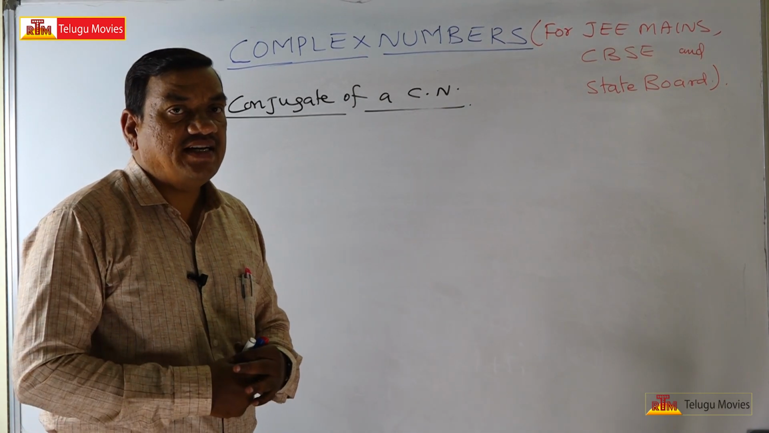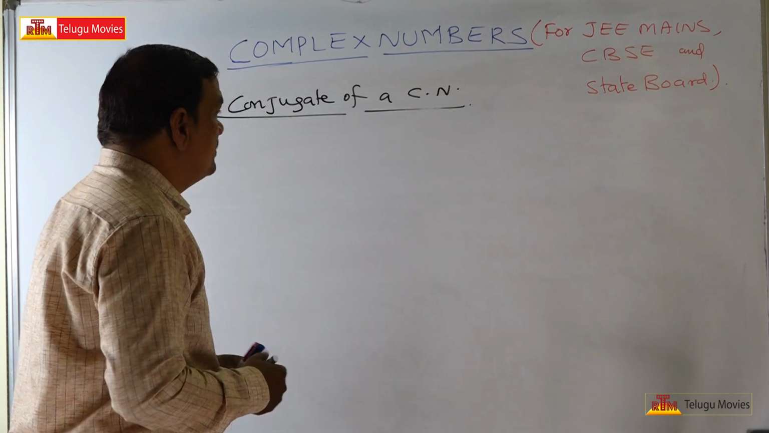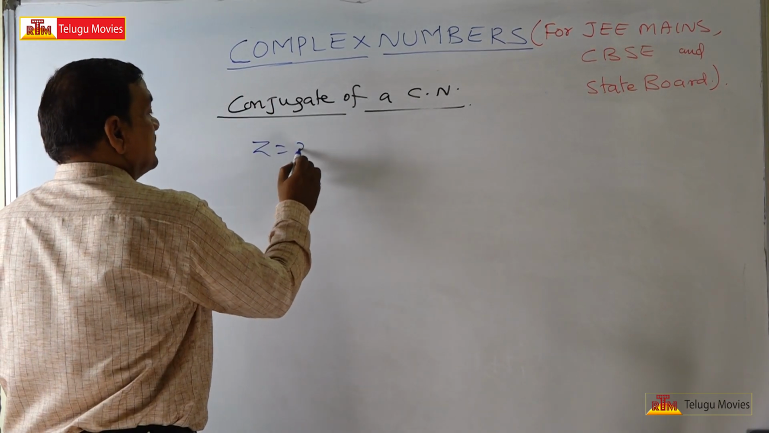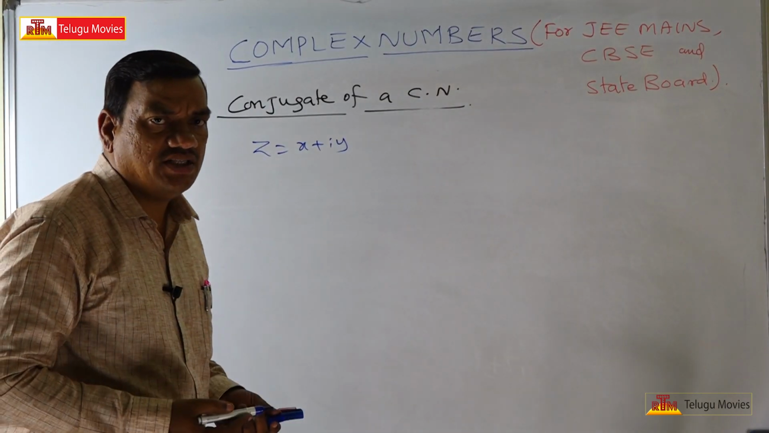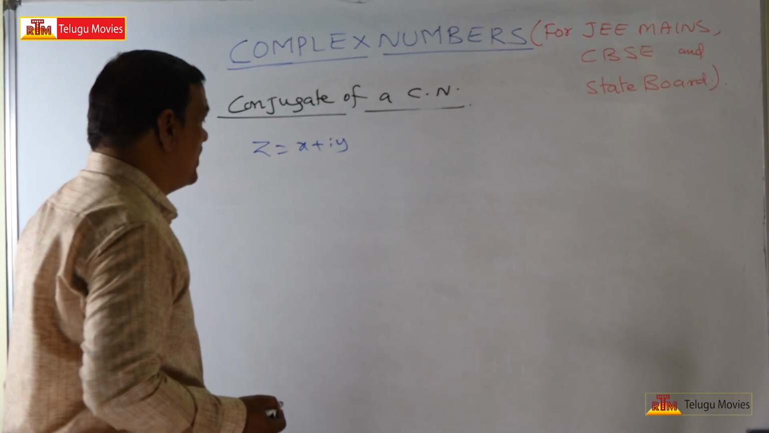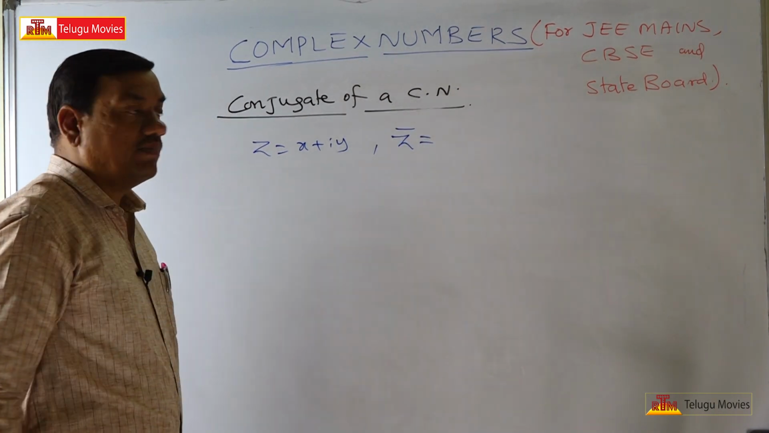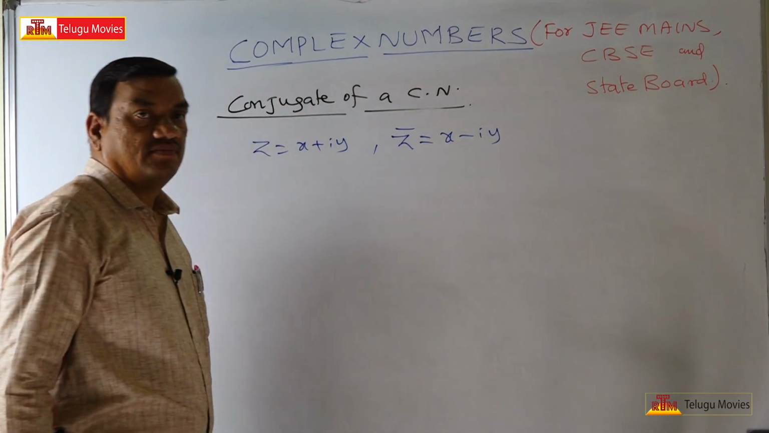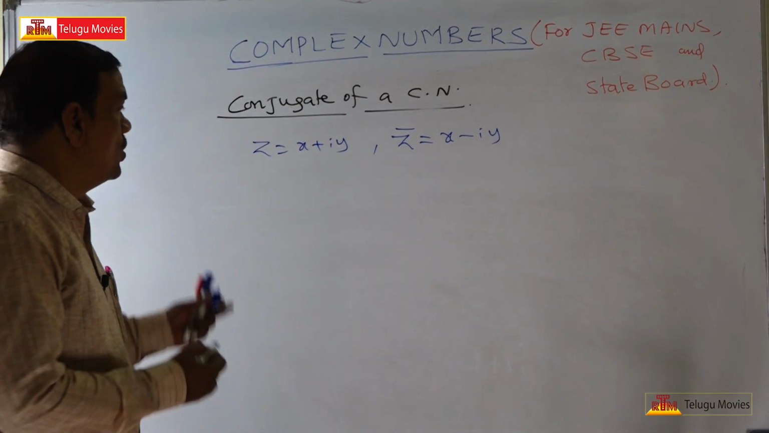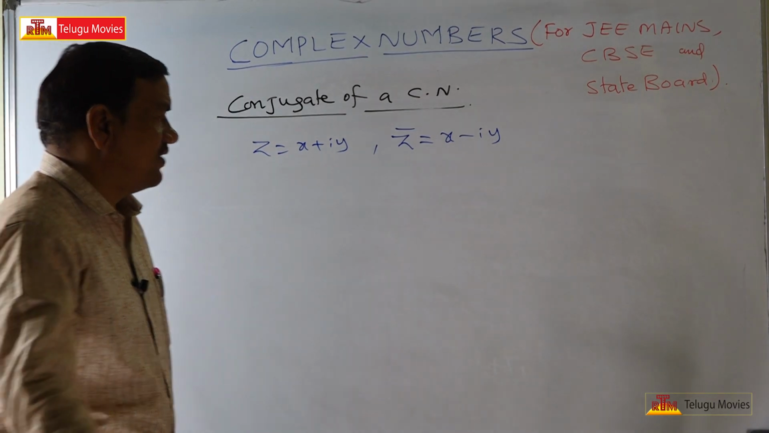Dear students, let us see the formal definition. If z is equal to x + iy, where x and y are real numbers and i is equal to √-1, is a complex number, then its conjugate, denoted by z bar, is defined as x minus iy. So if this is the complex number, then its conjugate is x minus iy.